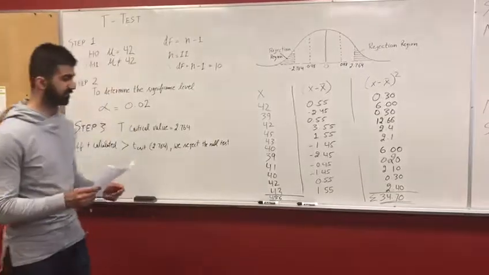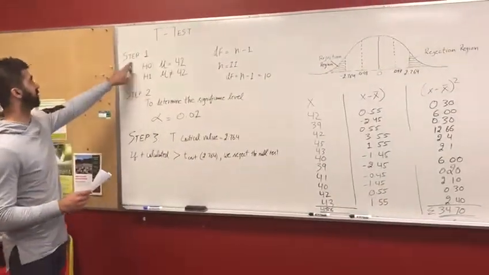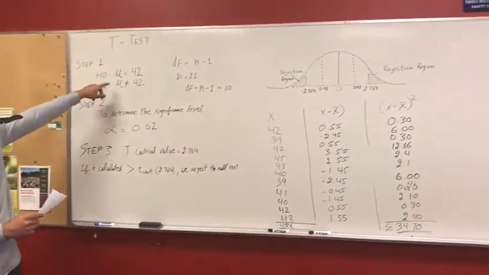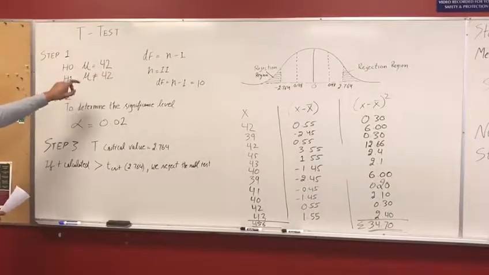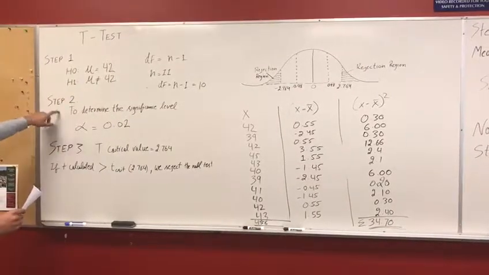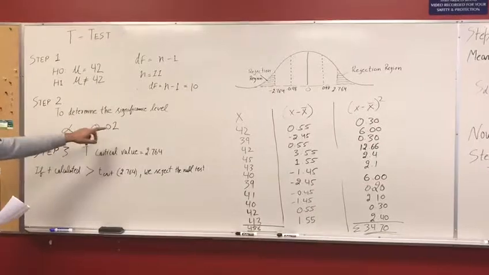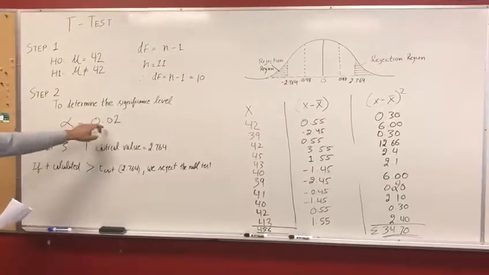So there are 5 steps to solve this question. Step 1 is H0: mu is equal to 42, H1: mu is not equal to 42. And our step 2 is to determine the significance level. Our significance level is 0.02.